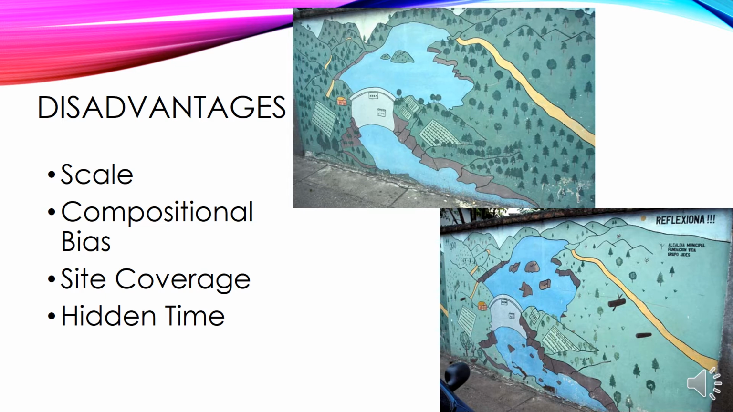He states that there are 4 primary weaknesses: scale, compositional bias, site coverage, and hidden time. Hidden time is any change that may have occurred over the time frame in between photographs. The way to overcome this problem is to use other methods to get an idea of any event that may have occurred in the interim time frame.